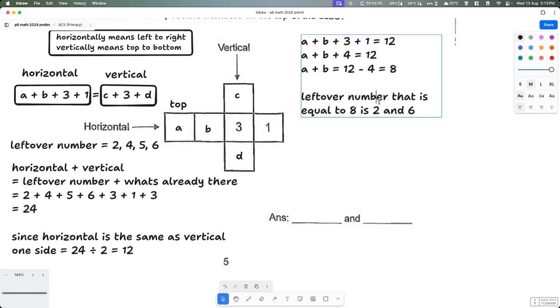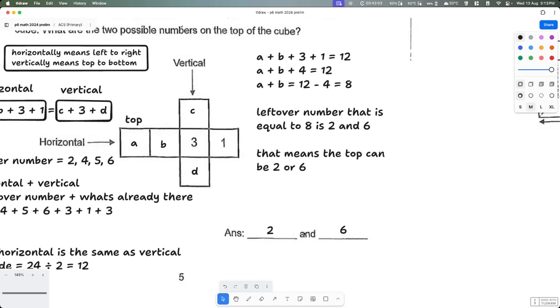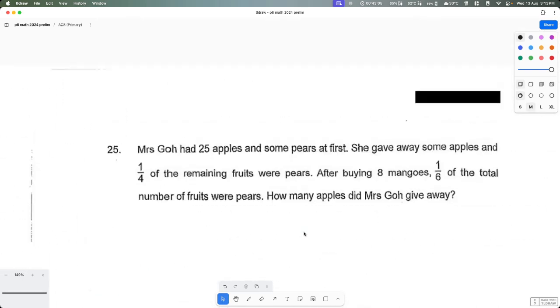Since we know we only need A and B, that means the top can be 2 or 6. There you go, that's the answer. Possible is 2 and possible is 6. Okay, that's about it. So let's move on to the next question.